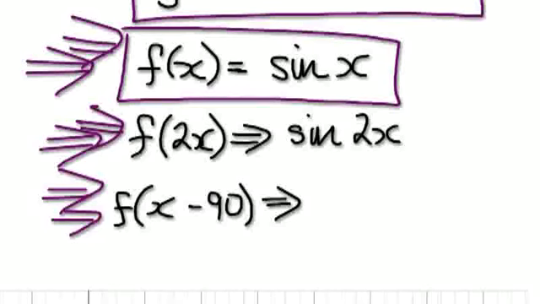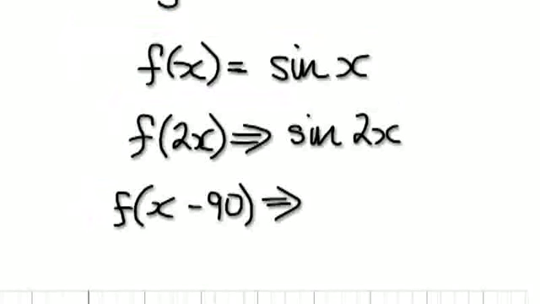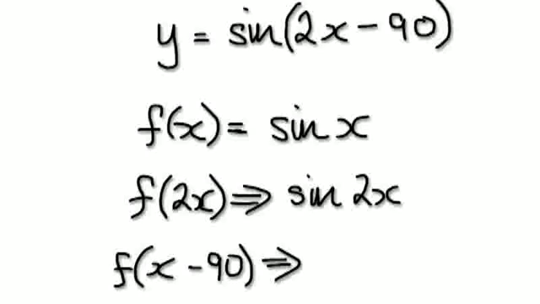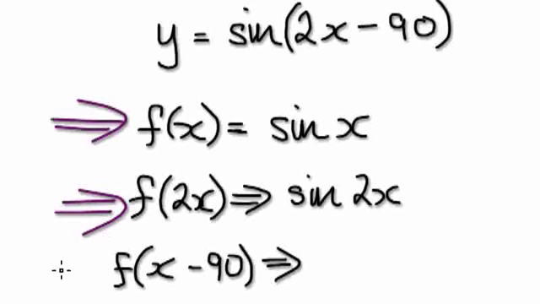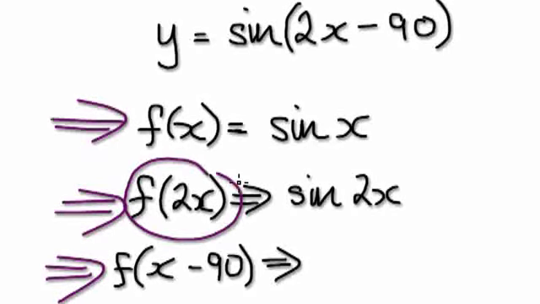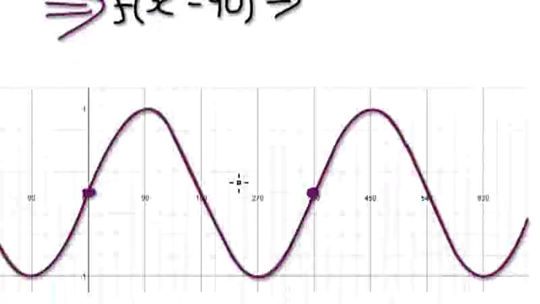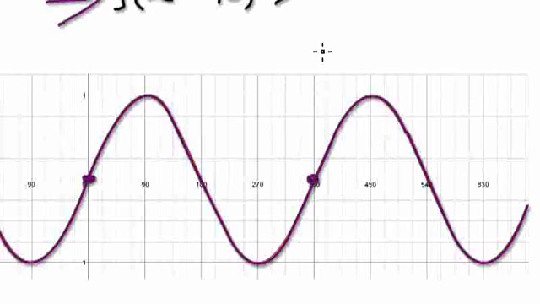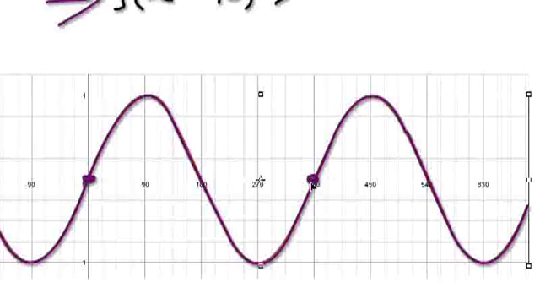Okay, we started off with sine of x, and then we're going to apply this transformation, and then we're going to apply this transformation. The first transformation is to squeeze everything inwards. So this 360 here will get squeezed to 180. This origin stays the same.